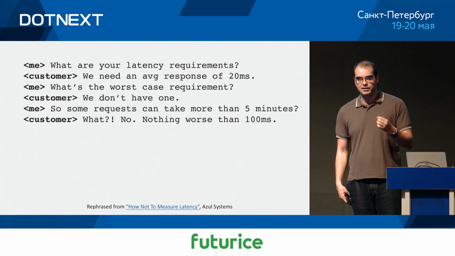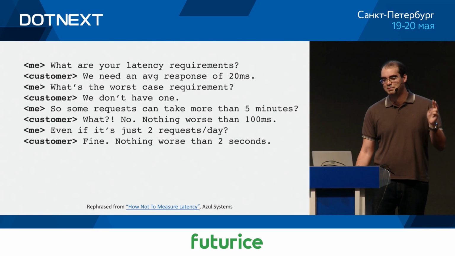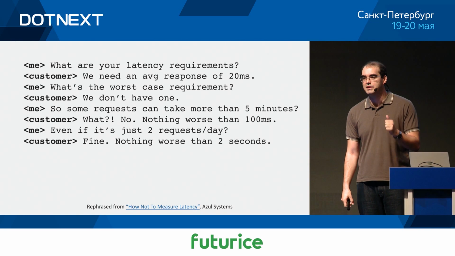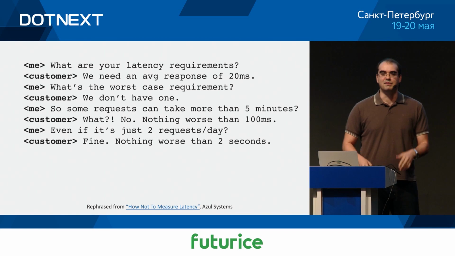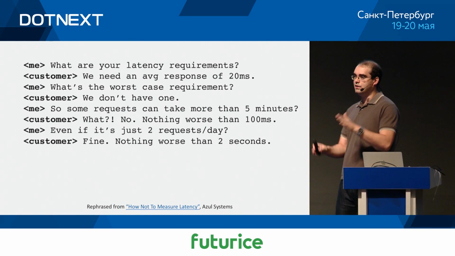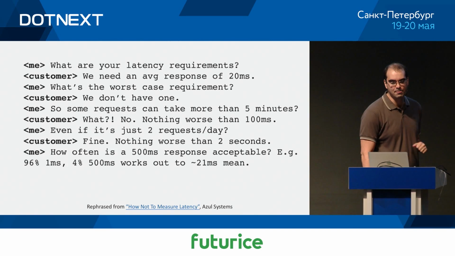But this is still a little fast for me. But what if it's just 2 requests per day? Can they still not be more than 100 milliseconds? Just 2 requests per day. Okay, fine. Nothing worse than 2 seconds. That's the absolute worst case. And generally, we want 20 milliseconds as the average.